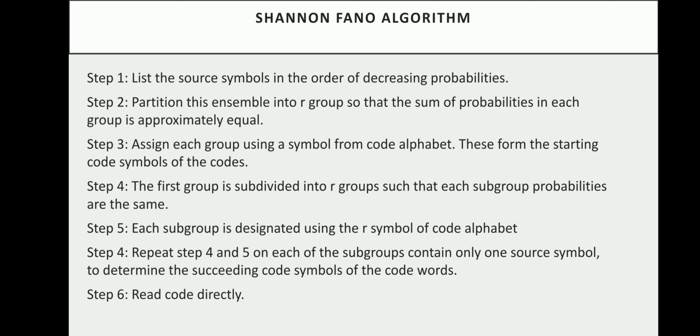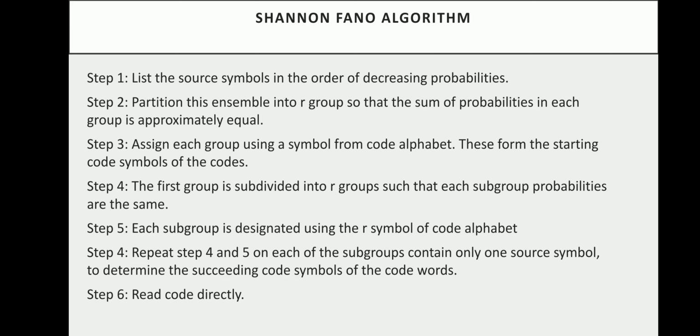So if you have an R-symbol code alphabet, then we need to partition the symbols into R groups so that the sum of probabilities in each group is approximately equal. So we need to divide the symbols into R groups in such a way that the sum of probabilities in each group should be equal or nearly equal. Then the third step, after the partition, is to assign each group a symbol from the code alphabet. This forms the starting code symbol of the code.